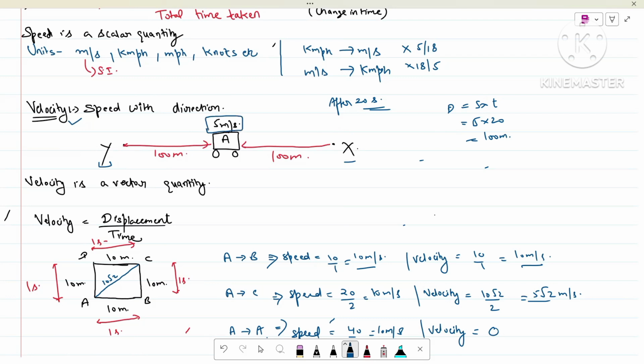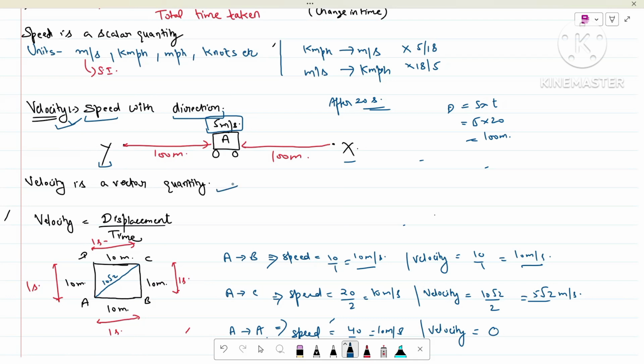So sometimes, if you want to be particular about the position that the trolley should reach, say the Y position, then you have to mention that the trolley must be moving towards its left at the speed of 5 meter per second. What does that mean? In some cases, you need to mention direction with speed. And when you mention direction along with speed, that quantity becomes velocity. So velocity is nothing but speed with direction. And it is a vector quantity because we have mentioned direction also.